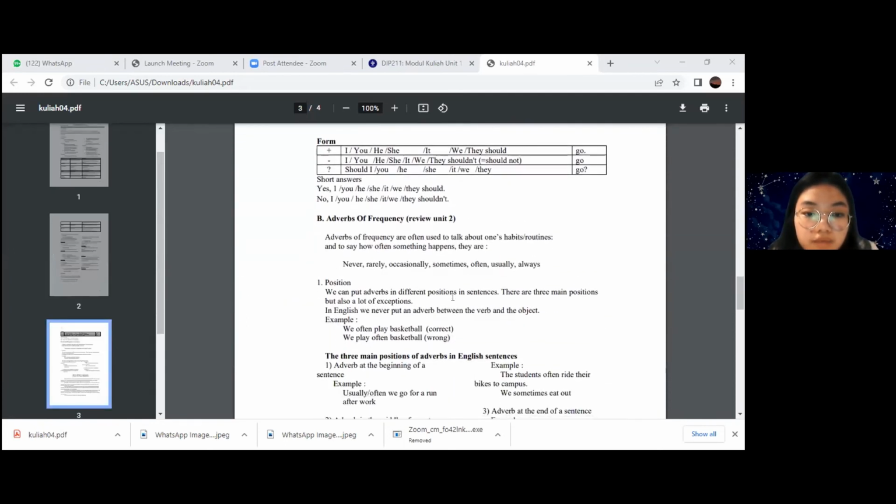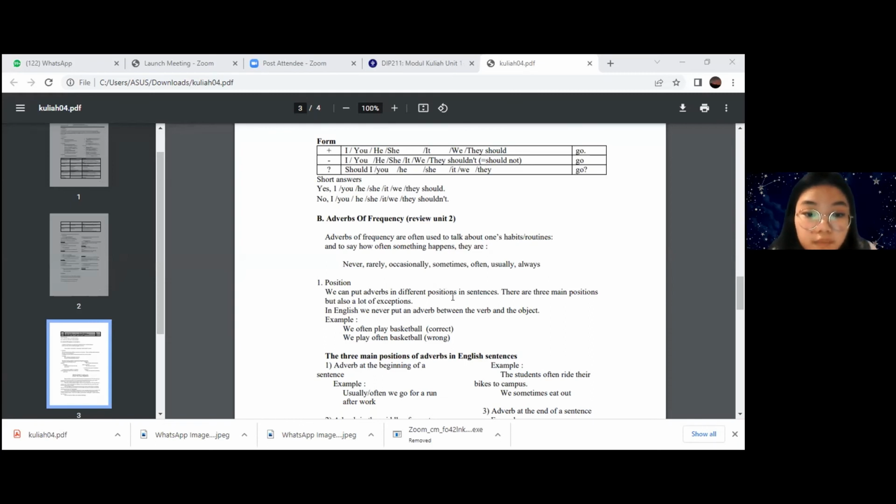The form. If it's positive, I, you, she, he, it, we, they, should plus go. If it's negative, I, you, she, he, it, we, they, shouldn't or should not plus go. If it's a question, should plus I, you, she, he, it, we, they plus go. The short answer is yes, plus I, you, he, she, it, we, they, plus should. No, I, you, she, he, it, we, they, shouldn't.